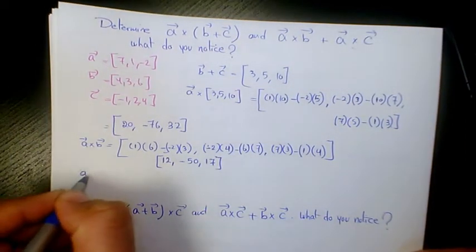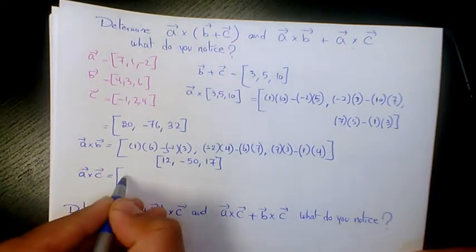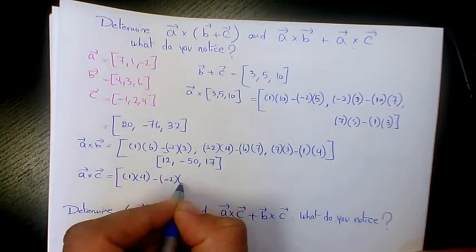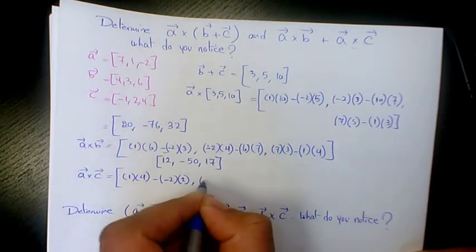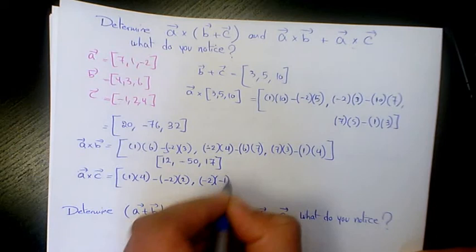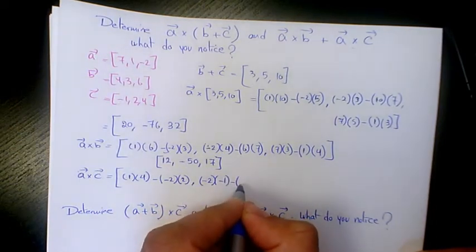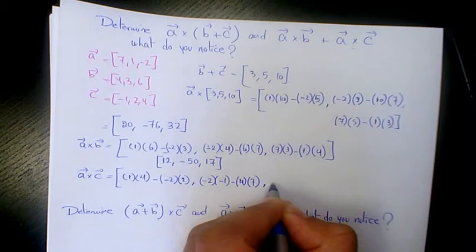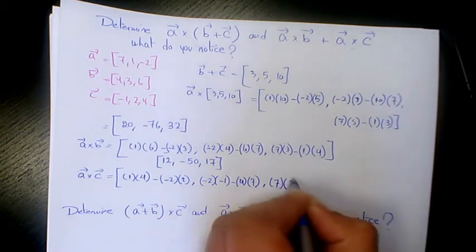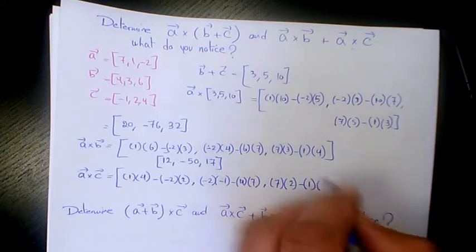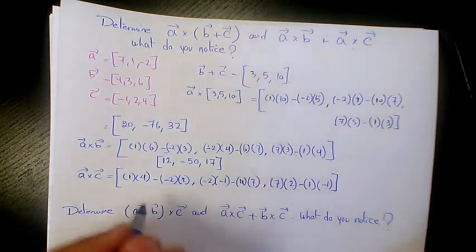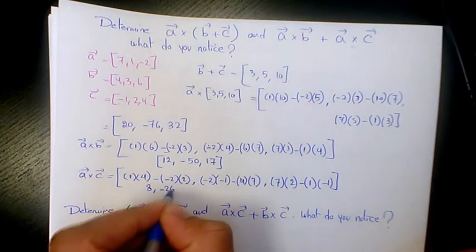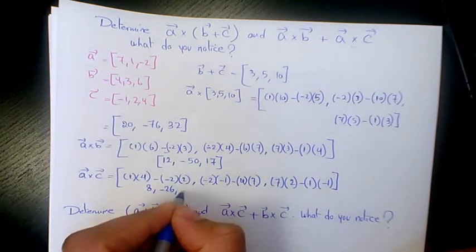Now we can find the cross product of A and C. 1 times 4 minus negative 2 times 2, then negative 2 times negative 1 minus 4 times 7, then 7 times 2 minus 1 times negative 1. So then it will be 4 plus 4 is going to be 8. Then we have 2 minus 28 is going to be negative 26. And here we have 14 plus 1 is going to be 15.